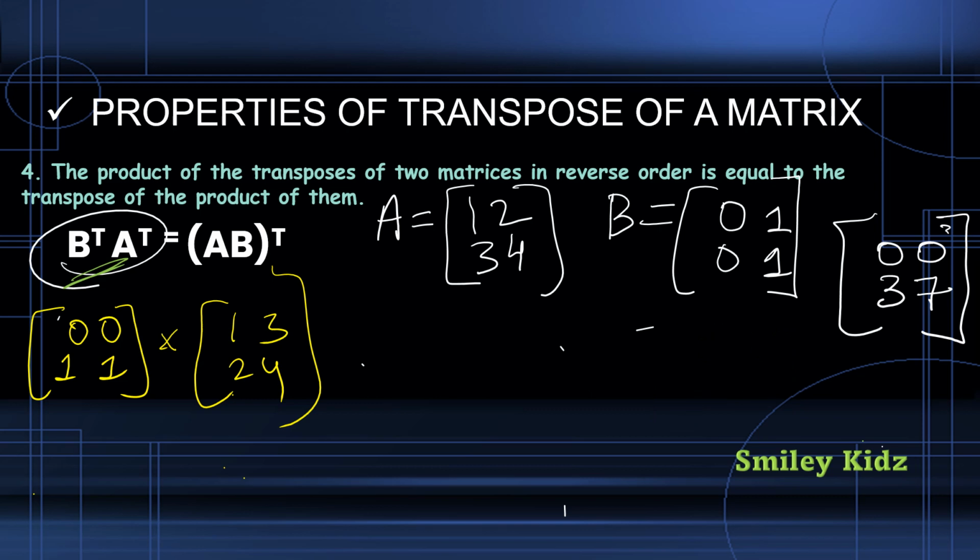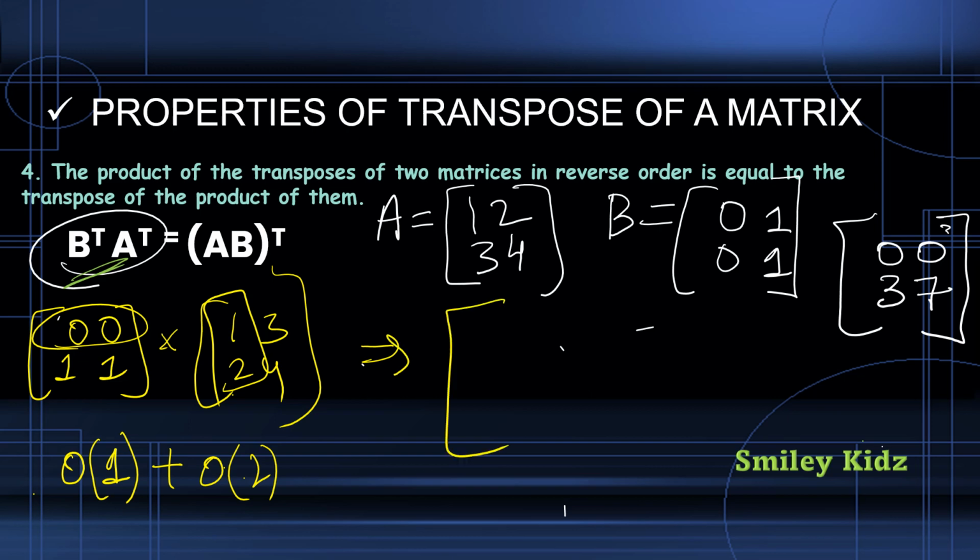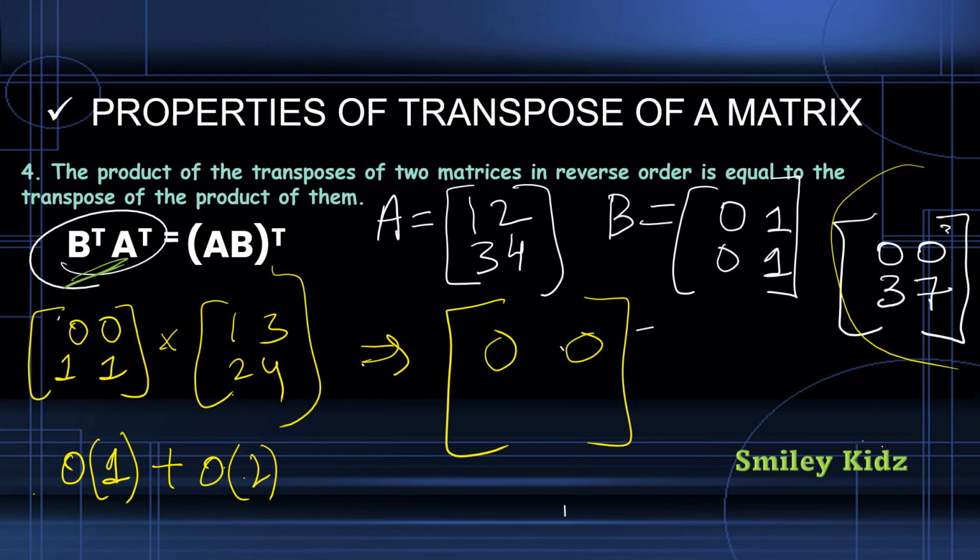Alright. Now let's multiply. Firstly take the first row and multiply with the two columns. That is going to give me 0 into 1 plus 0 into 2. That will certainly be 0. So here I'm going to have 0 as my first element. Then I'm going to take with row 2. I'll certainly have 0 again because 0 multiplied with anything will be 0, right? If you add them, you'll get 0.